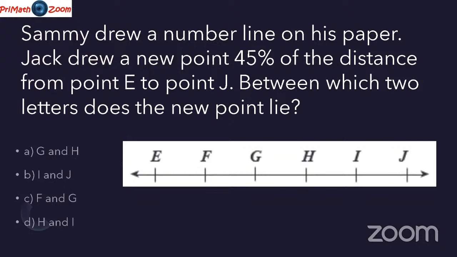But I want us to have a discussion. If Jack drew a new point at 45% of the distance from point E to point J, where would that 45% new point be? Go ahead and share in the chat, as well as explain to us how you came about that new point. So I want to hear from you guys. And you have been doing very good so far. Now I want to hear how you would solve this.